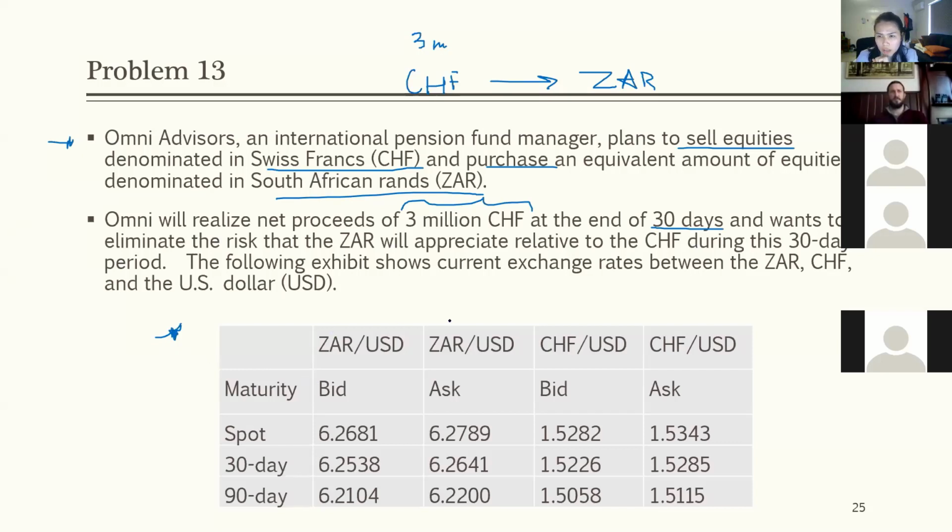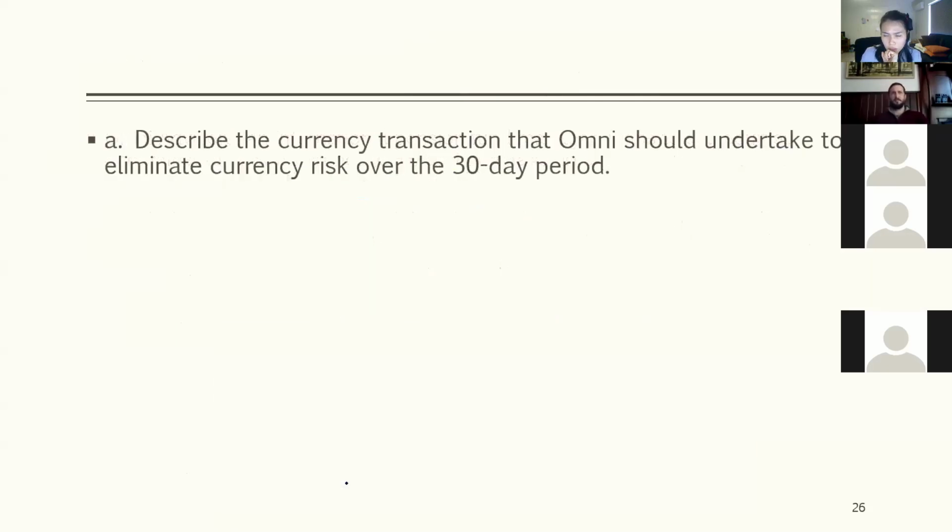Now, because you don't have a direct exchange rate between the Swiss franc and the ZAR, you're going to have to look at the exchange rates between the ZAR and the USD and the franc and the USD. Okay. So here I've got 3 different contracts, 3 different rates. I've got the spot exchange rates, the 30-day forward rates, and the 90-day forward rates for each of these 2 exchange rates. So the question here is, number 1, describe the currency transaction that the company should undertake to eliminate currency risk over the next 30 days. Okay.